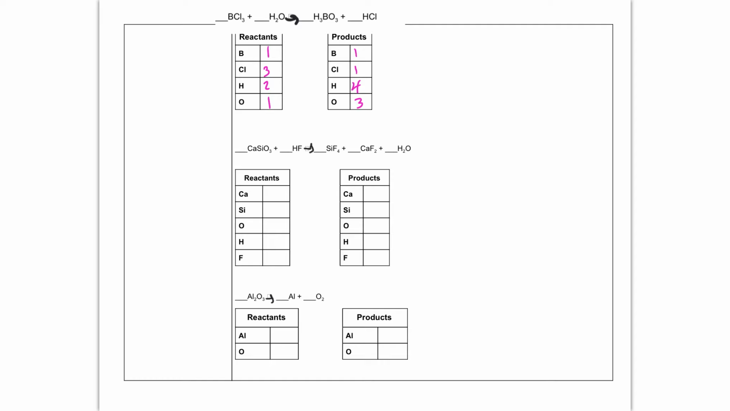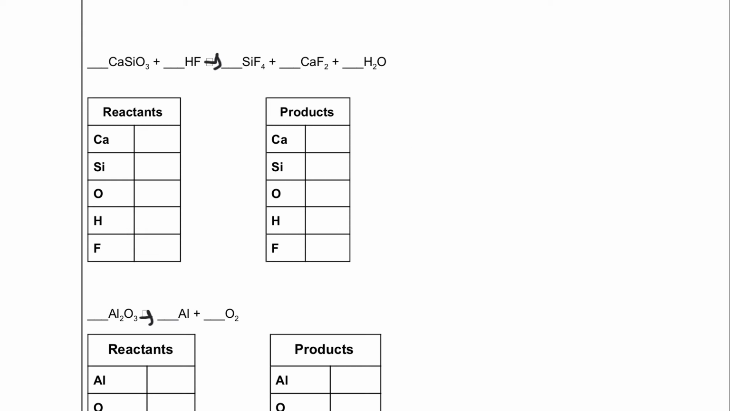Then I'm going to put my 3 in front. And so I have 6 and 3 here. Now on my reactant side, I need to get my hydrogens to 6 and my oxygens to 3. So I'm going to put a 3 here. Hydrogens turn to 6, oxygens turn to 3, and now everything is balanced.